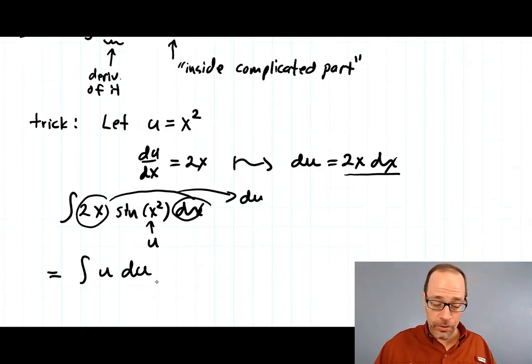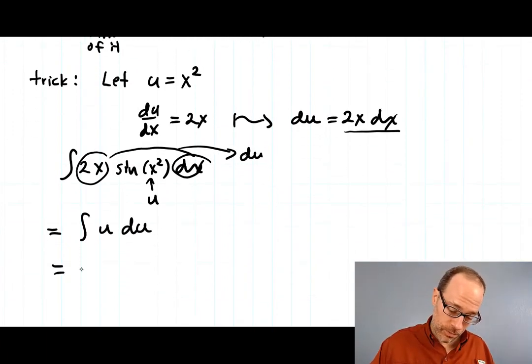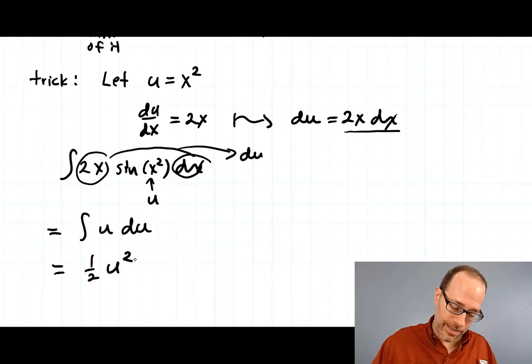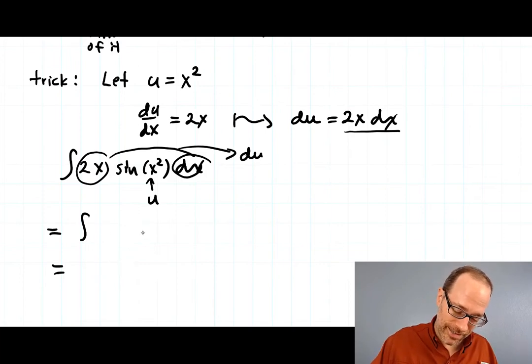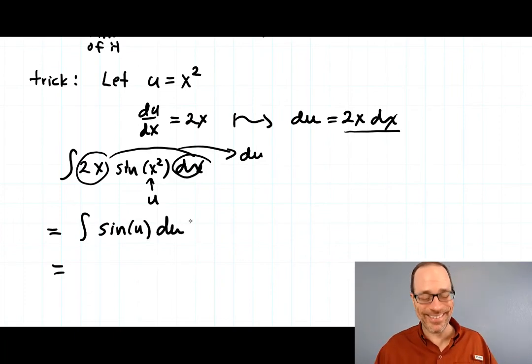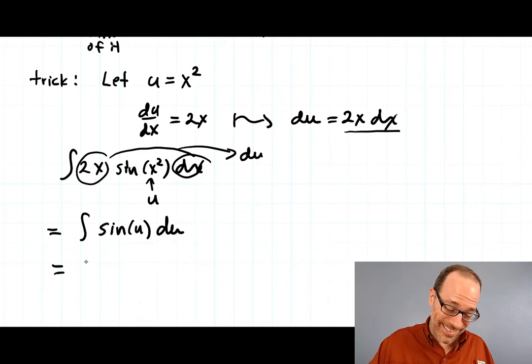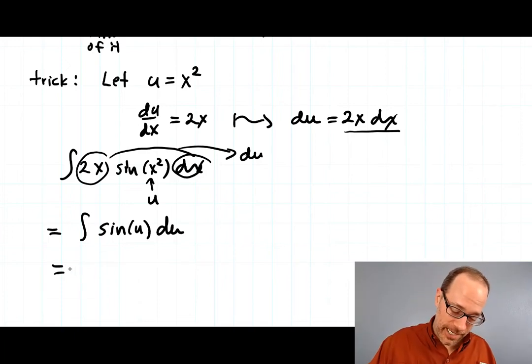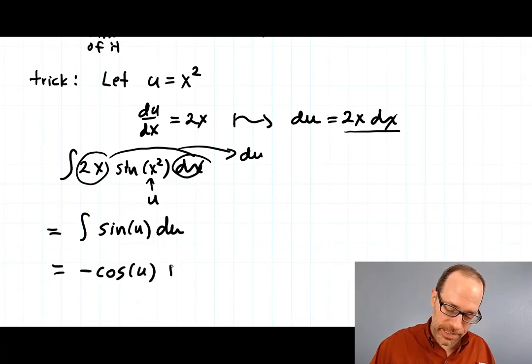Now, u du is trivial. It's 1/2 u squared. Oops. This should have been sine of u du. Sorry about that. This is still easy to do. So the antiderivative of sine will be a minus cosine of u plus c.